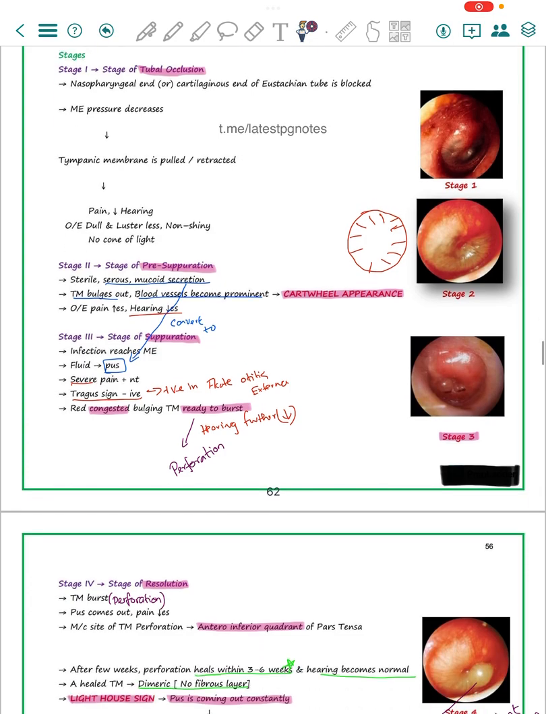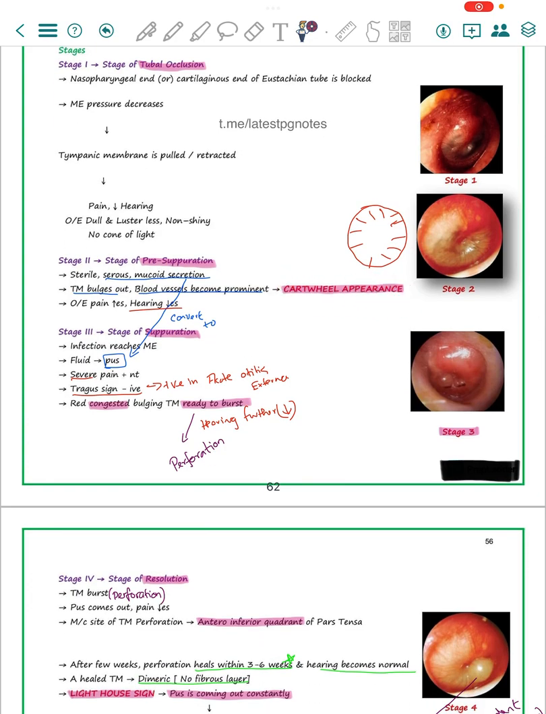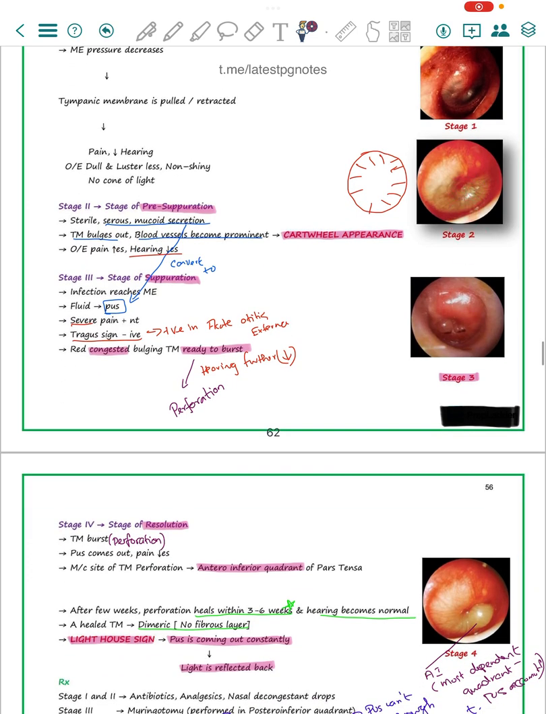Guys, in this stage there will be a cartwheel appearance. This is where the blood vessels become prominent. You can see this is the cartwheel appearance. In this stage also there will be increased pain and hearing loss, and this stage will convert into the stage of suppuration, where here the production is mucoid, but here the production is pus.